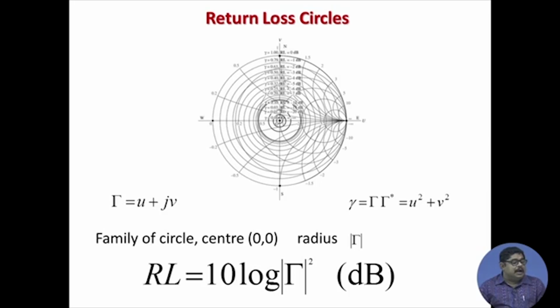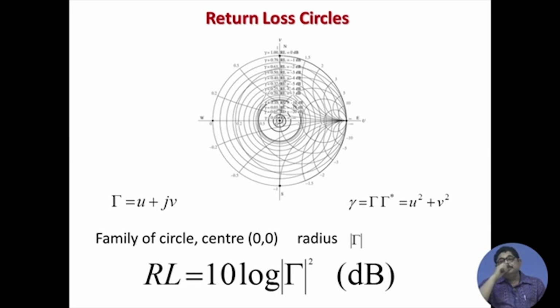In that case, we can decide what is the maximum load reflection coefficient you can suffer. Return loss is defined as 10 log of the voltage reflection magnitude squared, in dB scale. So, we can plot it, because if you have a reflection coefficient, in the Smith chart it is U plus JV. So, the power reflection coefficient, capital gamma into capital gamma star, is equal to U squared plus V squared.